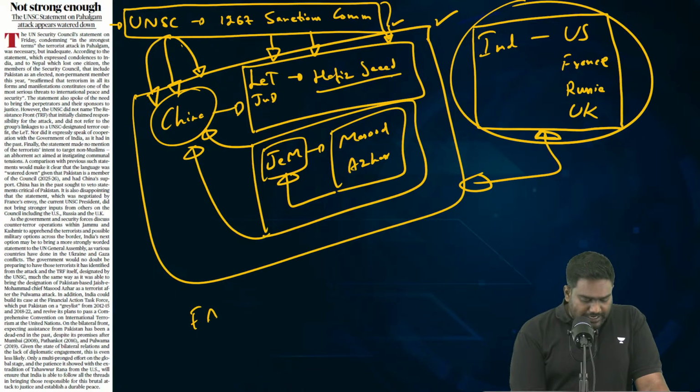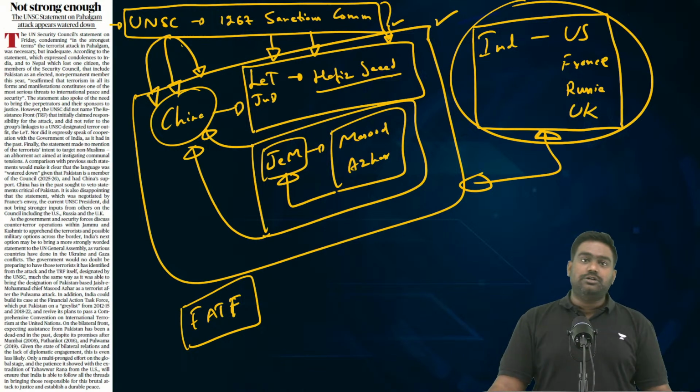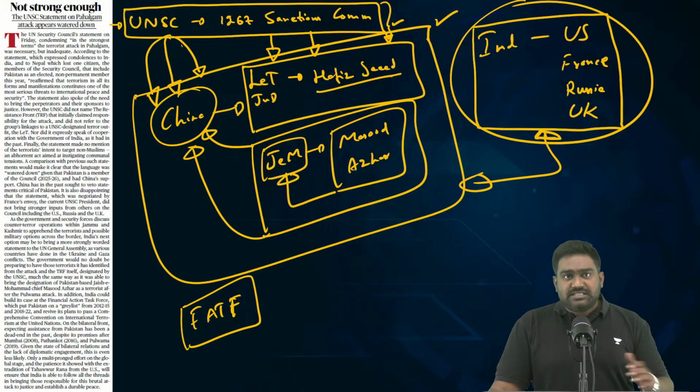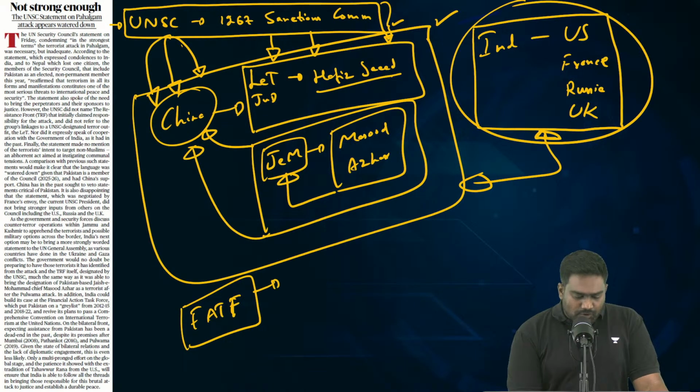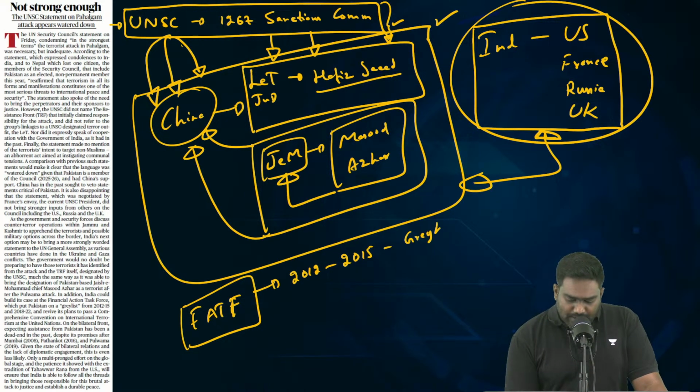The other option for India is to effectively use the platform of FATF, Financial Action Task Force. India has done it in the past again. After the 26/11 Mumbai attacks, the then Manmohan Singh government got Pakistan grey listed. And Pakistan remained on the grey list for 3 years, from 2012 to 2015.